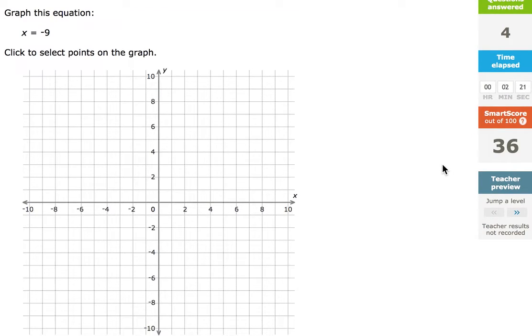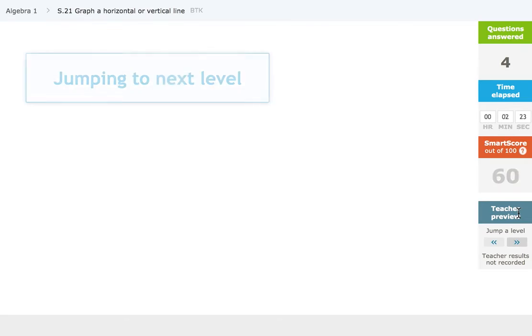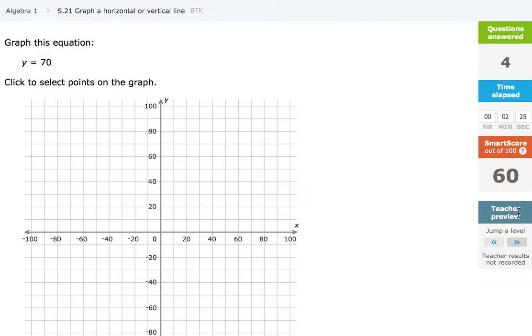Now, the rest of these problems will continue in the same manner, just to show you. The level of difficulty does not increase too much other than the values get bigger, as well as your increments on your graph. So we'll do one more here, y equals 70.